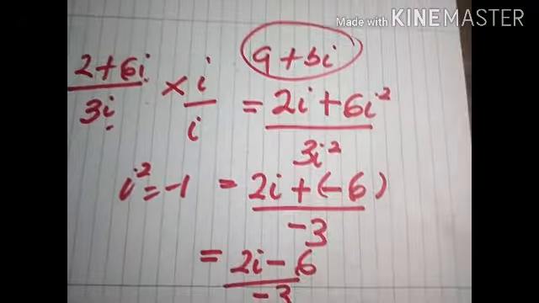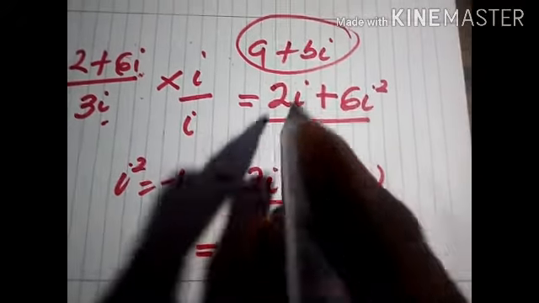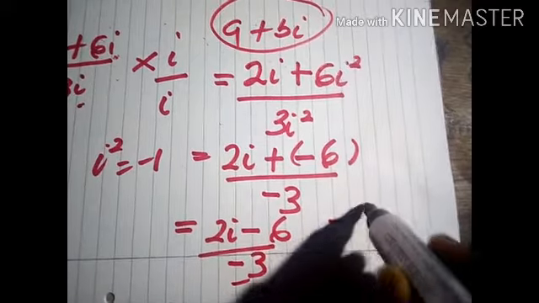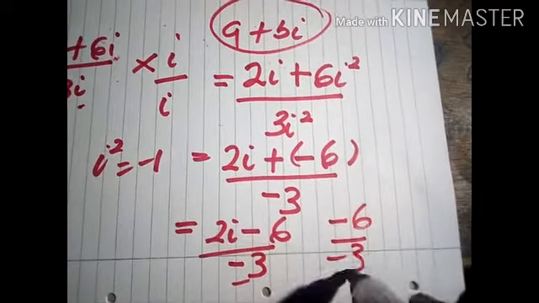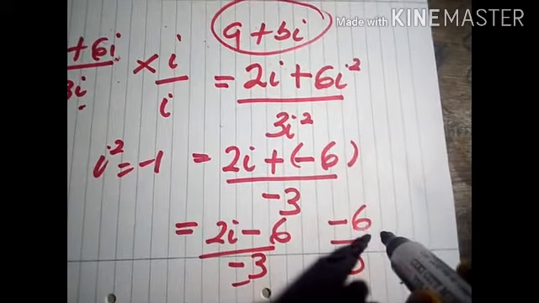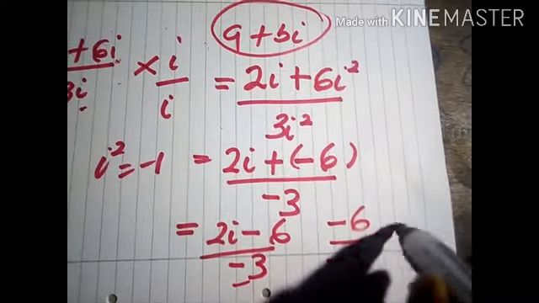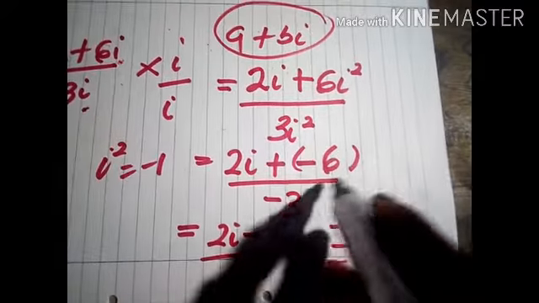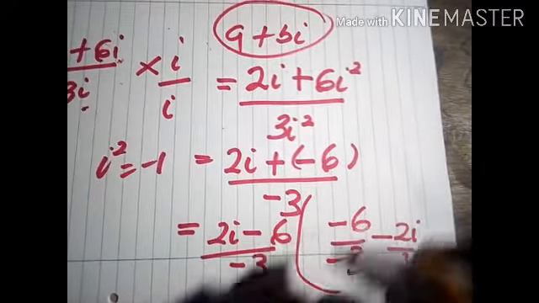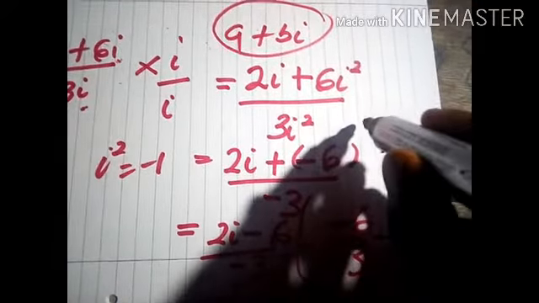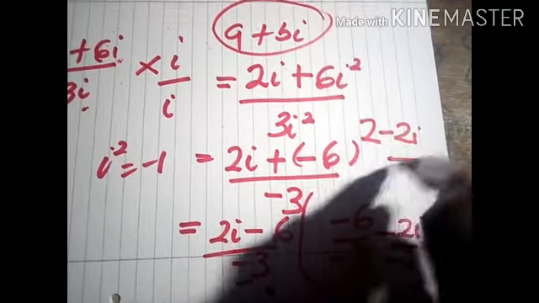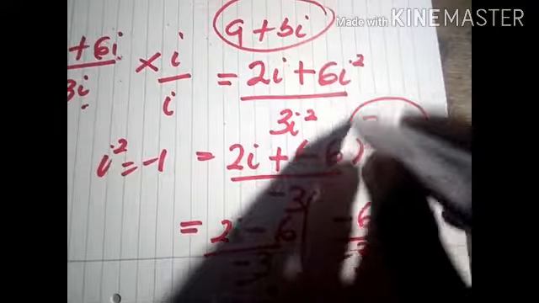So expressing our answer in this form is going to be negative 6 over negative 3 minus 2i over negative 3. So basically, negative 6 over negative 3 will give us positive 2. So positive 2 minus 2i over negative 3. So this is the answer.